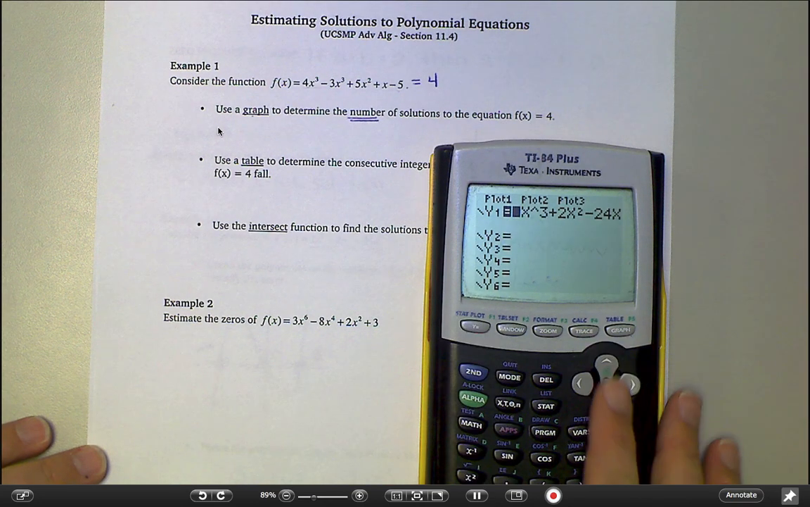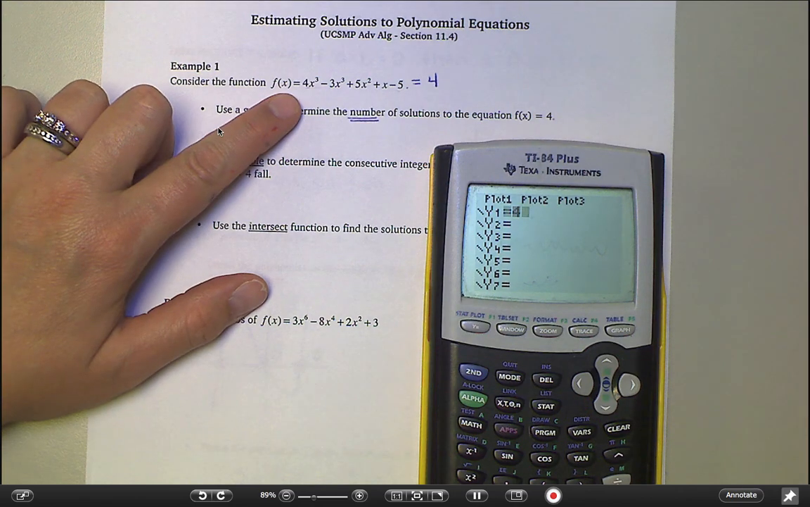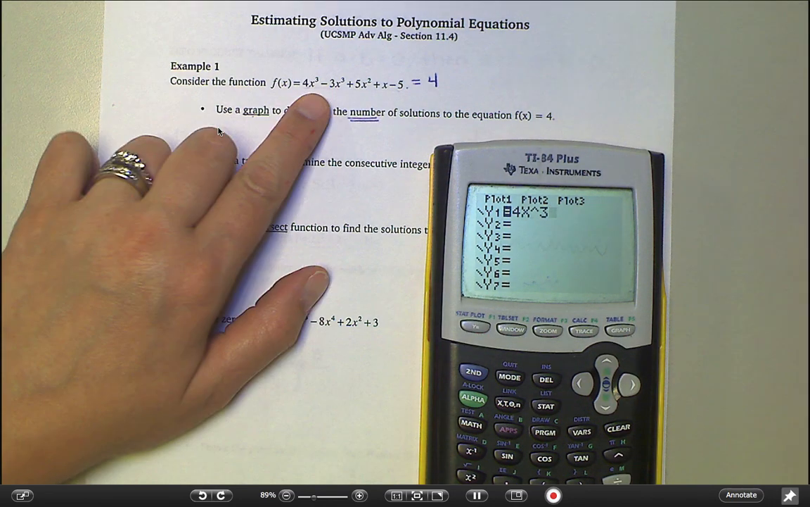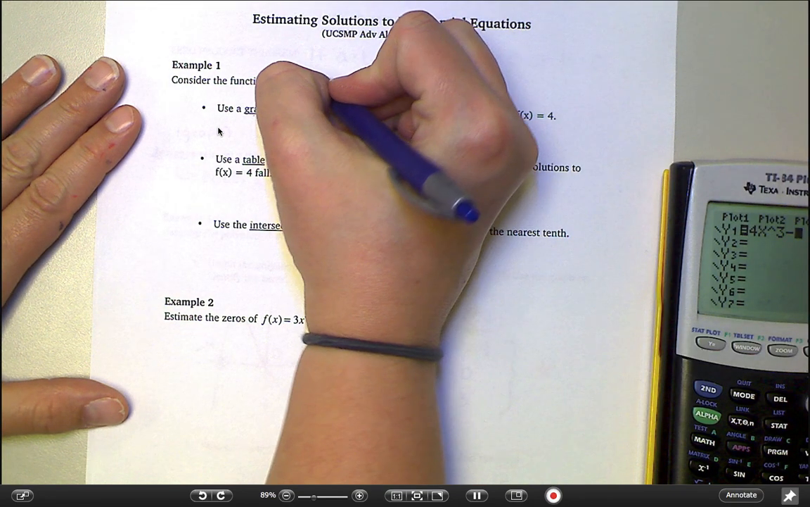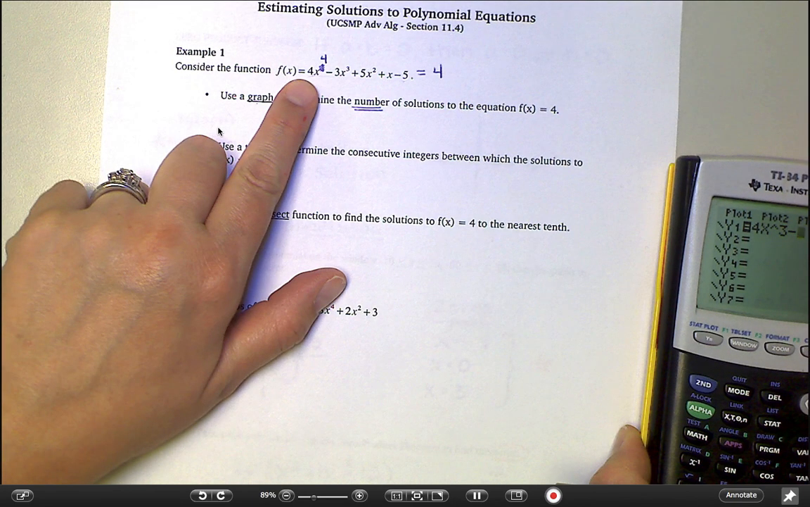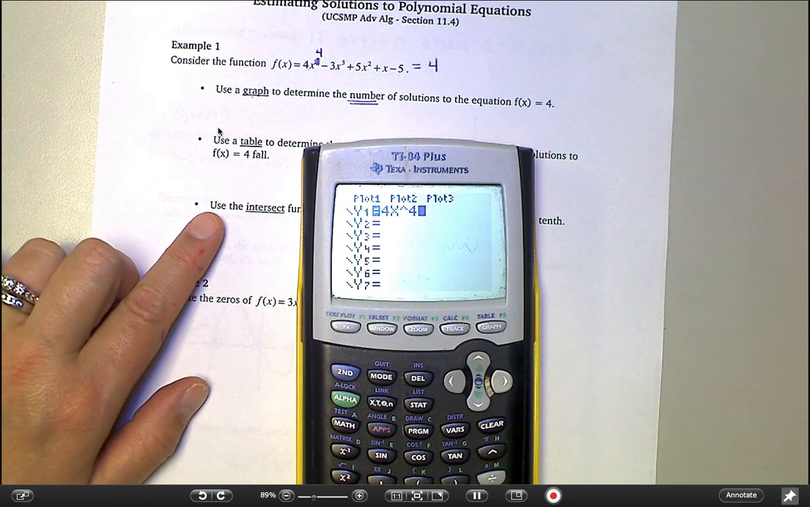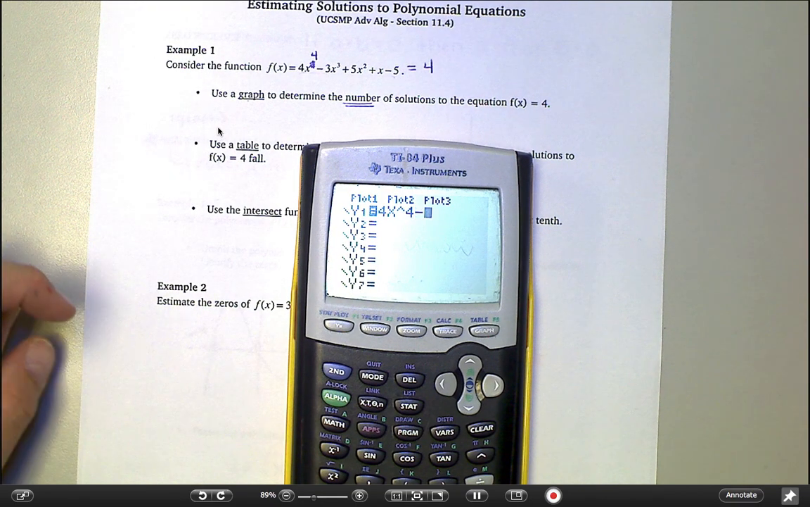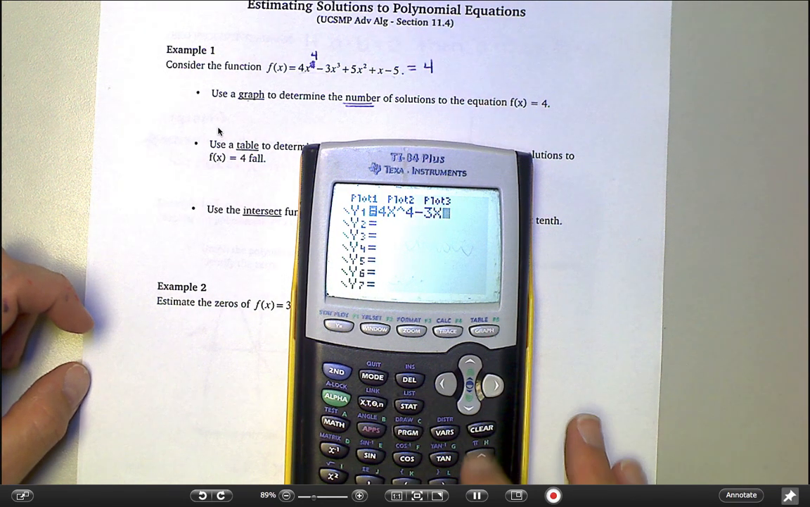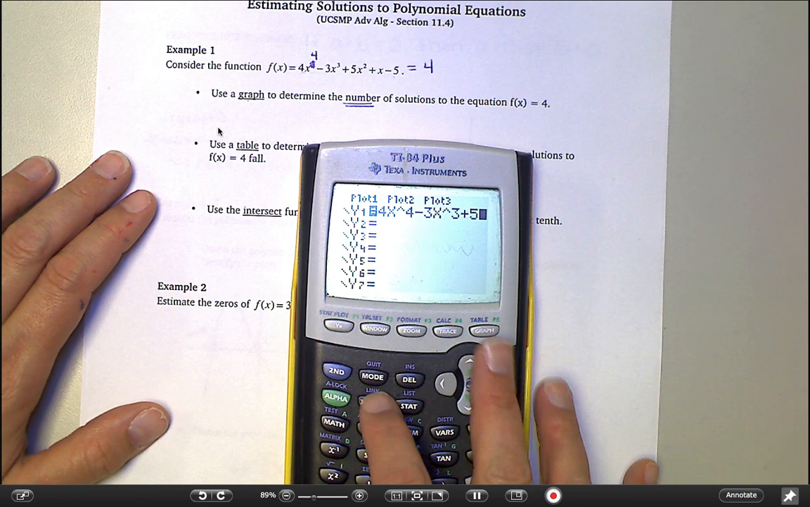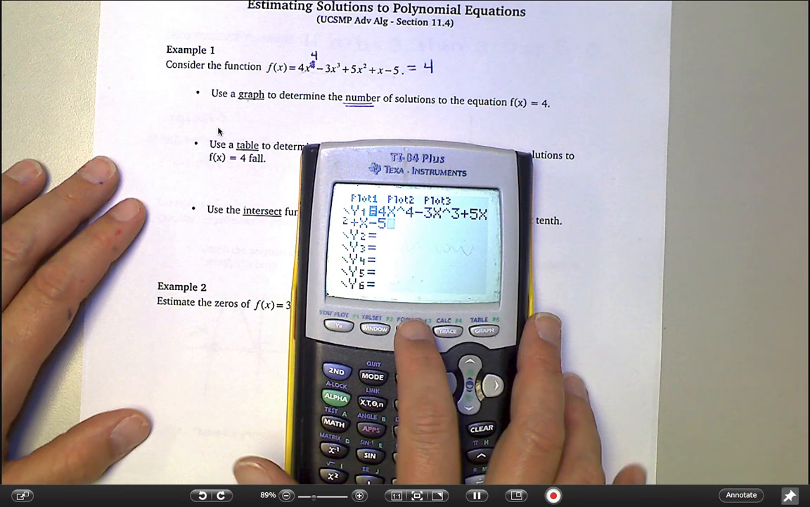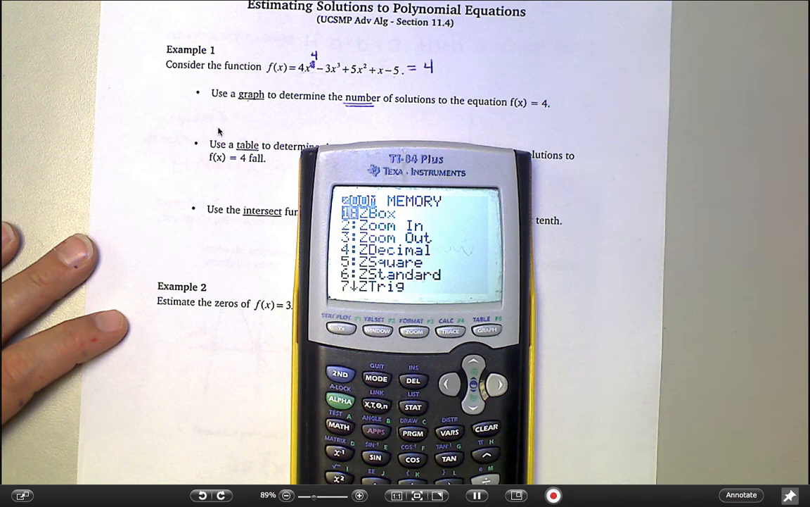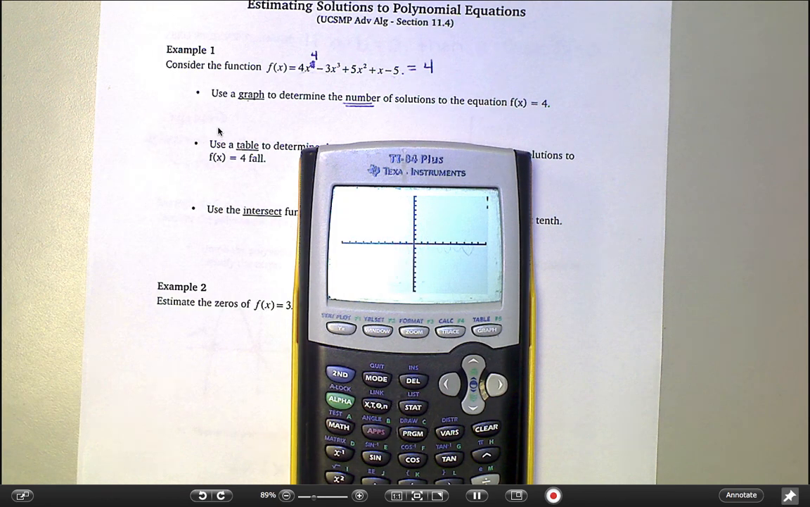We're going to go into our y equals, okay? And I'm going to type in this equation here, 4x cubed. Oh, you know what? I remember this one from last year. I apologize. This should actually be a 4x to the 4th, because otherwise we would have a 4x cubed and a 3x cubed. So 4x to the 4th. Sorry for not catching that before. Minus 3x cubed plus 5x squared plus x minus 5. And I'm going to hit zoom and number 6. Okay, zoom 6 to reset my window from whatever other crazy stuff I may have done.